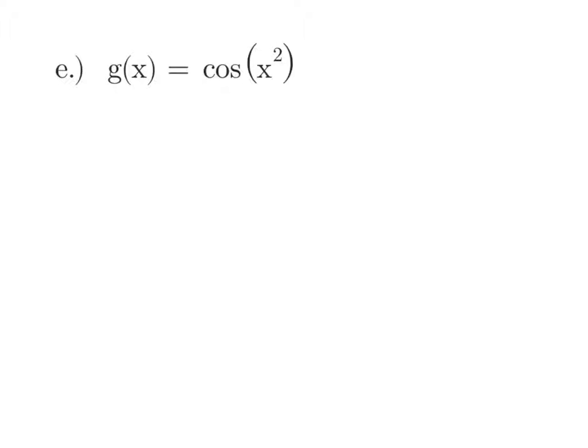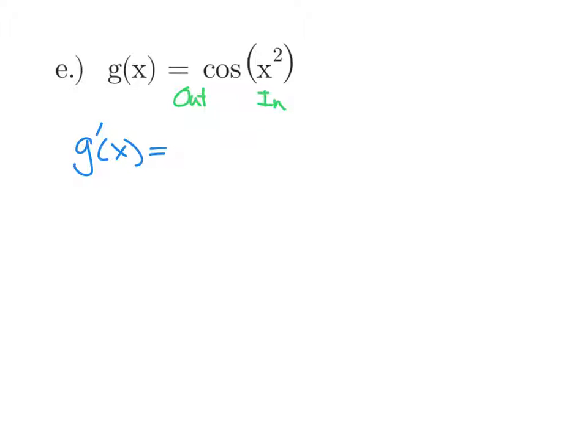In part E, g of x is equal to the cosine of x squared. And it's important to recognize that now that square is on the x and not on the cosine like is really common. With that x squared in parentheses, this is going to be our interior function, with cosine being our exterior function. Now we can jump into differentiating using the chain rule by working from the outside in.